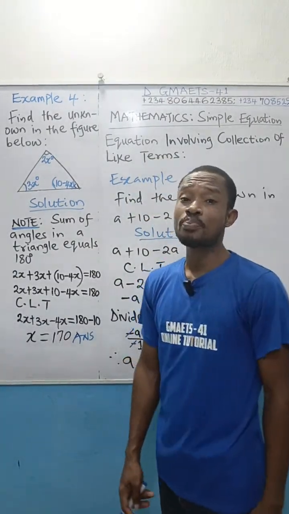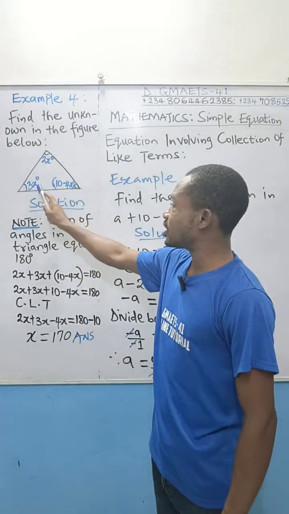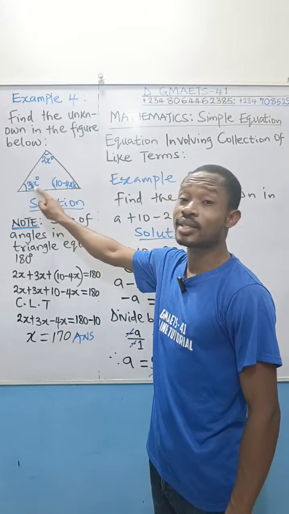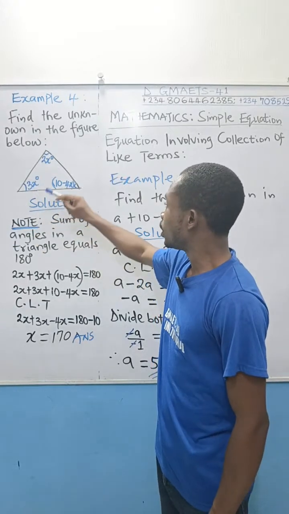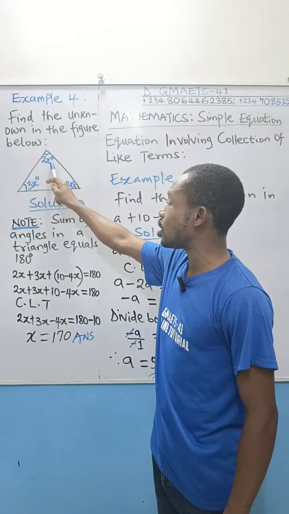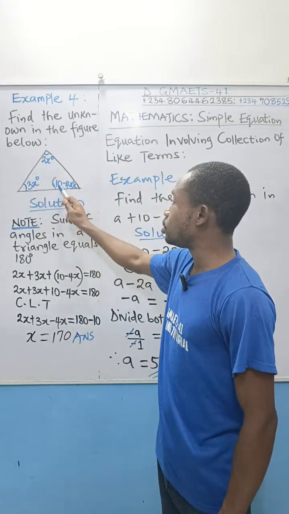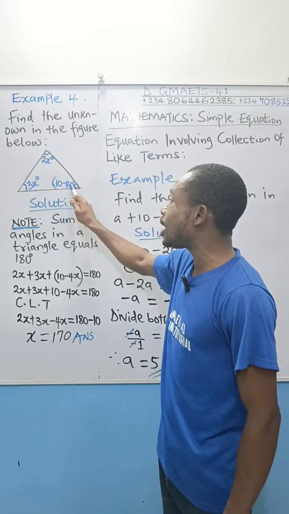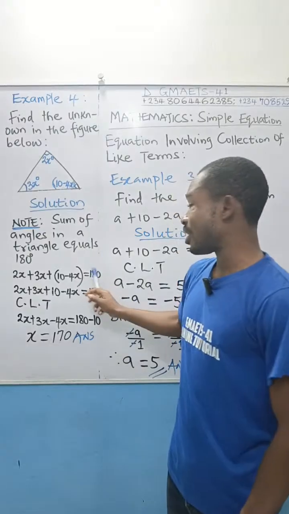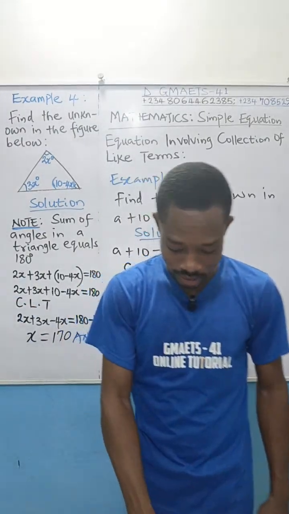And one can prove it. If you do 3 times 170, because x is 170, and 3x is 3 times 170. And then you do 2x, which is 2 times 170. And now do 10 minus 4 times 170. Add all of them together, you will get 180. The equation balances.